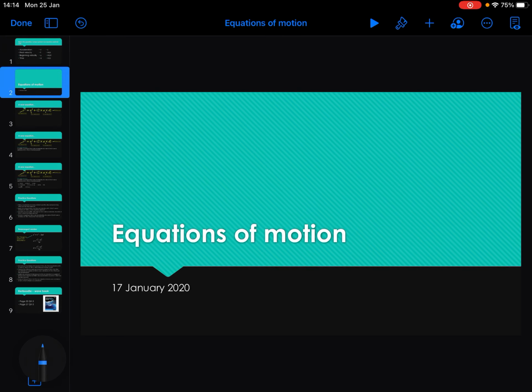So today we are looking at something called the equations of motion. So if you can please title and date. It's not the 17th of Jan when you're seeing this, so whatever today's date is would be perfect.